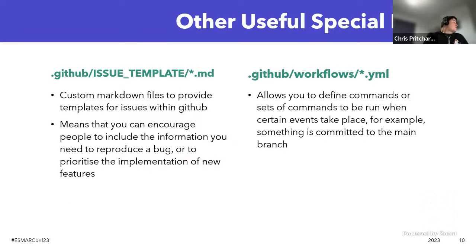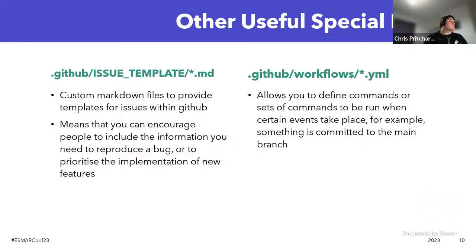Other useful files are ones within the issue_template folder under .github. You can put in whatever custom markdown files you want to provide templates for issues within GitHub. So when people create a new issue, and again, I'll show you this a bit later, it can have a template with questions and headers for the things that you care about in order to reproduce their bug, or for you to prioritize new feature requests.